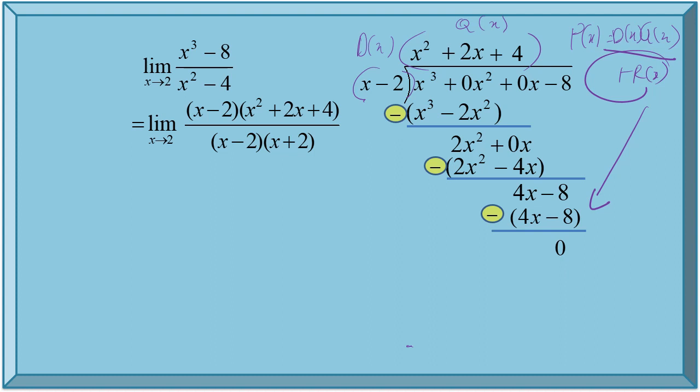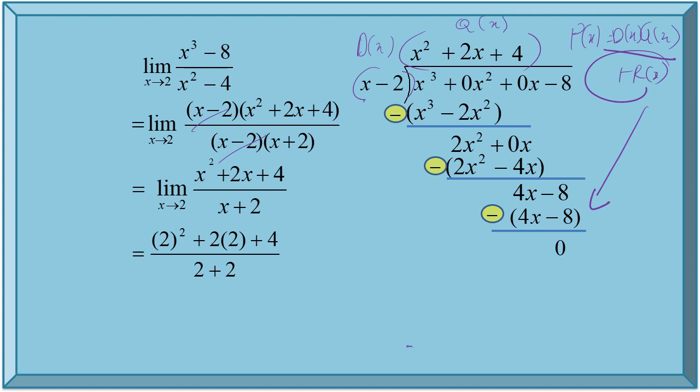And then for x squared minus 4, directly we factorize it as x minus 2 times x plus 2. So we can cancel out the x minus 2 here. What we get is x squared plus 2x plus 4 divided by x plus 2. And substitute the value 2. We will have 4 plus 4 plus 4 is 12, divided by 4, which is equal to 3. It's actually equal to 0 over 0 at first. Here we first show that it's equal to 0 over 0. But because this is undefined, we need to do the factorization.